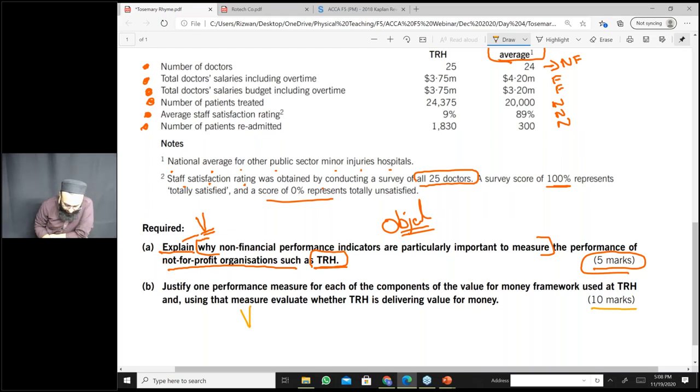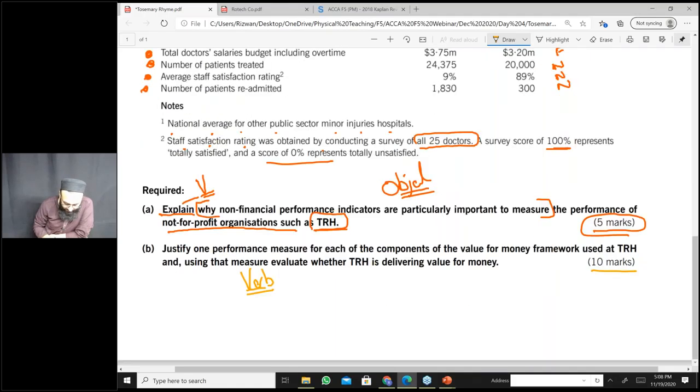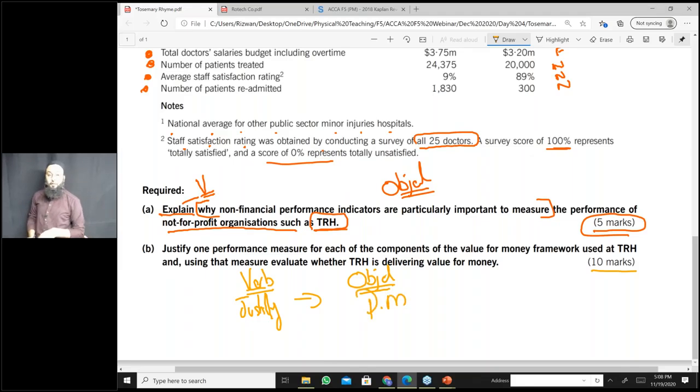The first verb is justify. What to justify? The object is the performance measure. So justify the performance measure that you will use for each of economy, efficiency, and effectiveness. Okay, clear?